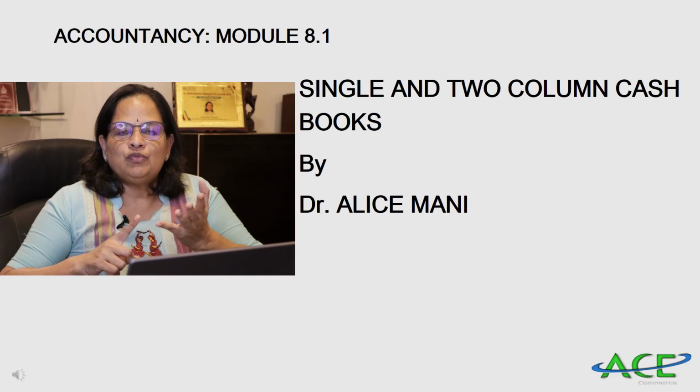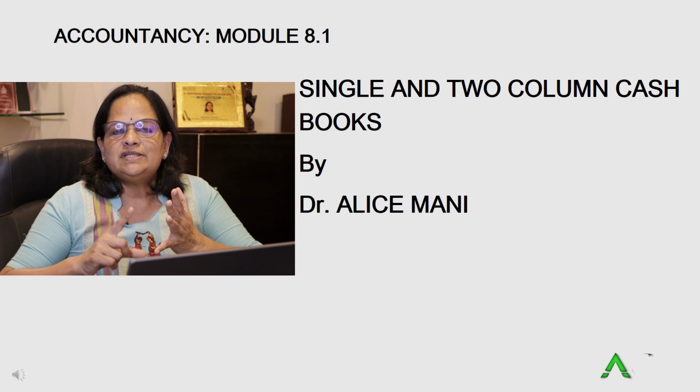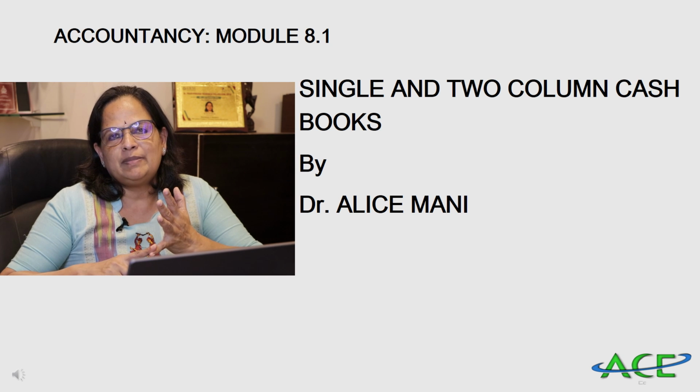Dear students, I have come with module 8 and I am going to explain cash book. We have 4 types of cash book: one is single column cash book, second is double column cash book, then 3 column cash book and petty cash book. In this first module I am going to cover single column cash book and double column cash book.